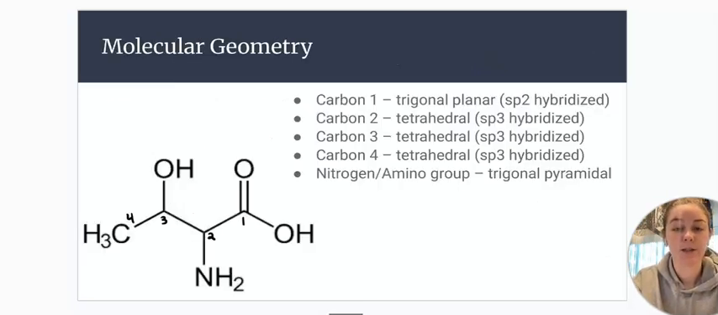And then the molecular geometry of this molecule: carbon 1 would be trigonal planar, sp2 hybridized, carbon 2 tetrahedral, sp3 hybridized, as are carbon 3 and carbon 4, and then the nitrogen of the amino group would be trigonal pyramidal because of a lone pair on the nitrogen.